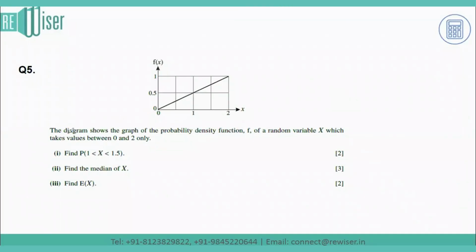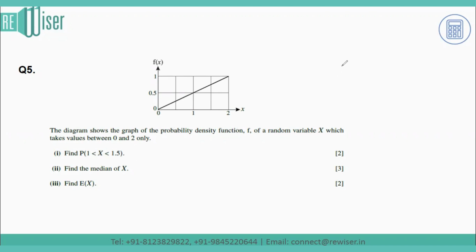Well, students, the question says the diagram shows the graph of the PDF, that is the probability density function, of a random variable x which takes a value between 0 and 2 only. That means the values outside the given domain 0 to 2 can be considered as 0. So we have to find the probability of x lying between 1 and 1.5.